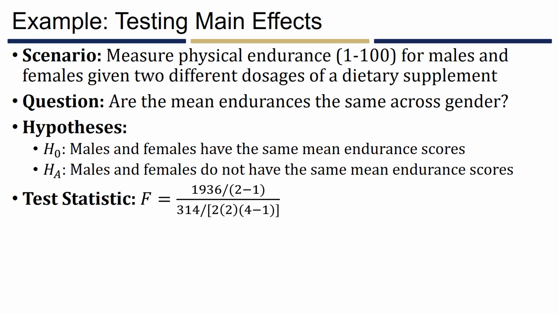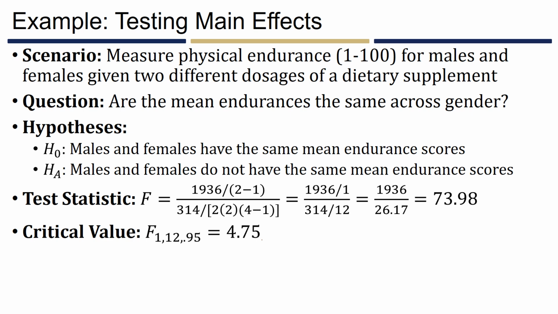The denominator here is going to be the exact same denominator as what we had for the test for interaction, 314 divided by the quantity 2 times 2 times 3. We're again going to end up with 1 and 12 degrees of freedom, and our test statistic is going to be 1,936 divided by 26.17, which gives us a test stat of 73.98.